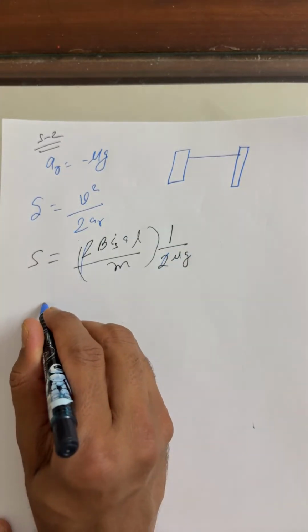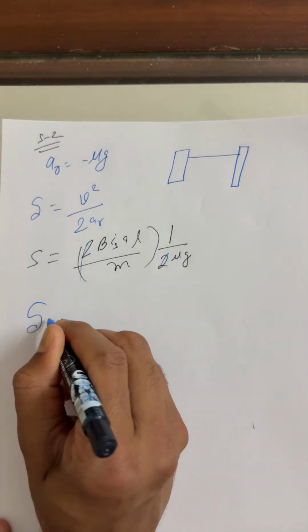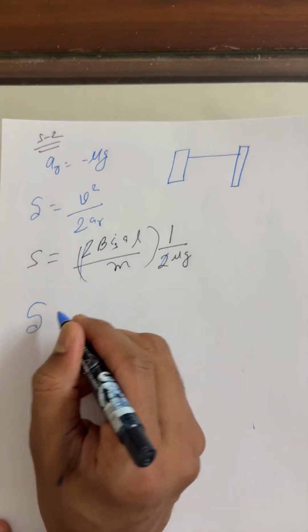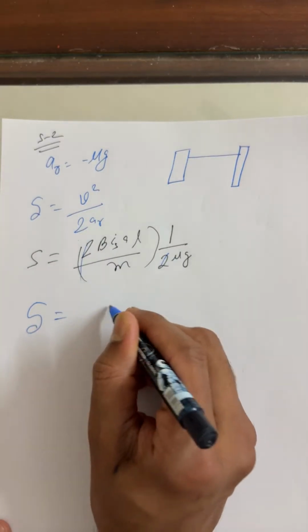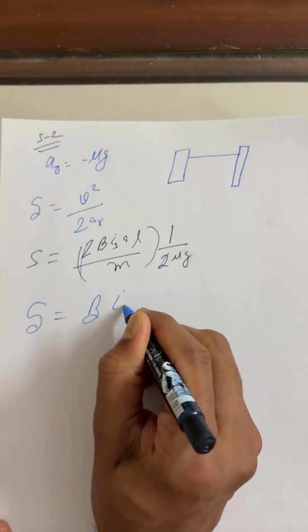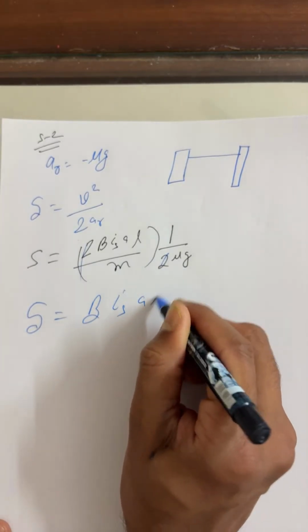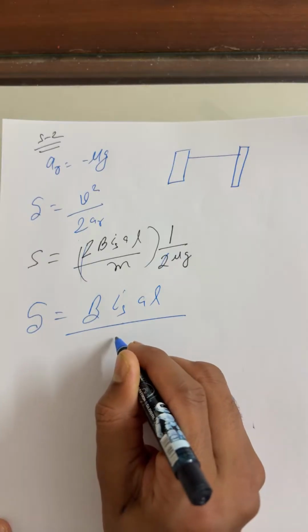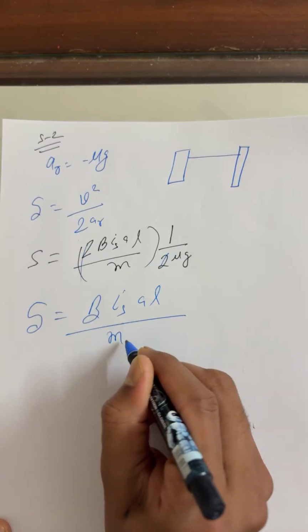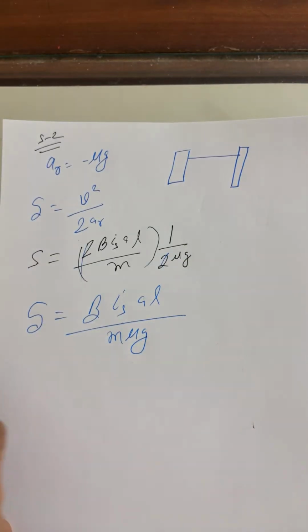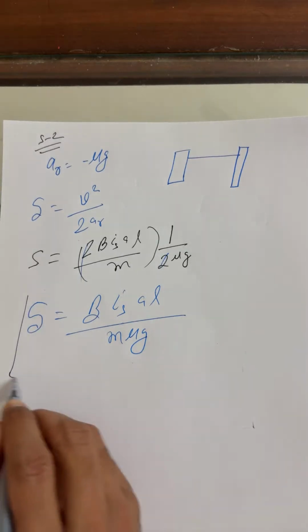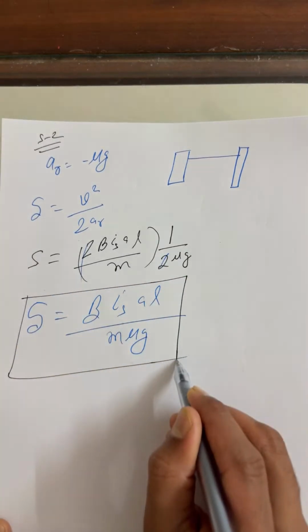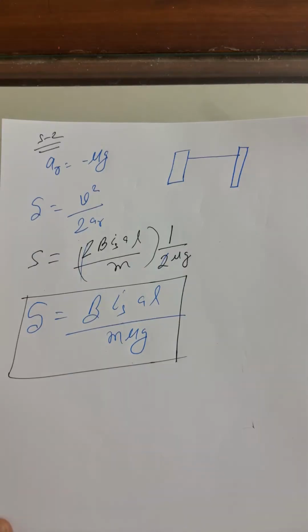Then you can see these two cancel. So finally the particle comes to rest after the distance: magnetic field B into A into L upon m into mu into g. So this is the distance traveled by the particle before coming to rest.